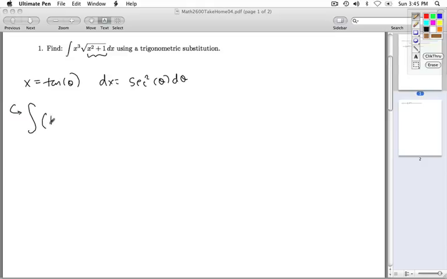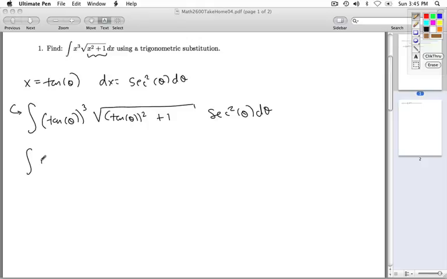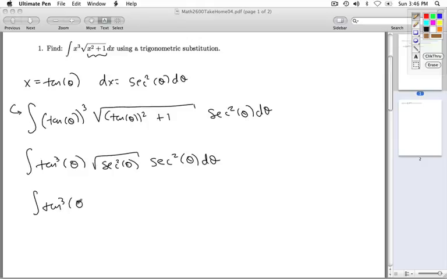So I'm going to get the integral of tangent theta cubed times the square root of tangent theta squared plus 1, and that's secant squared theta d theta. This is tangent cubed theta. Tangent squared plus 1 is secant squared. And I have another secant squared out there, d theta. The square root of secant squared is technically the absolute value of secant.